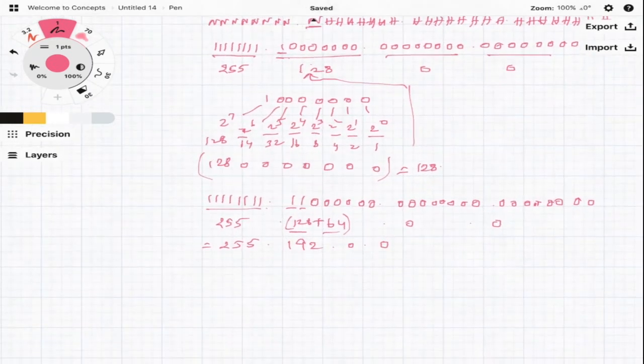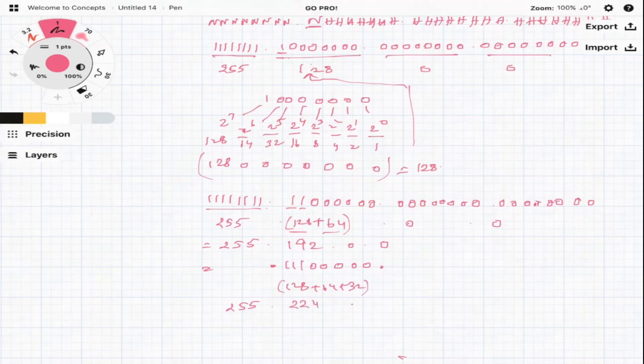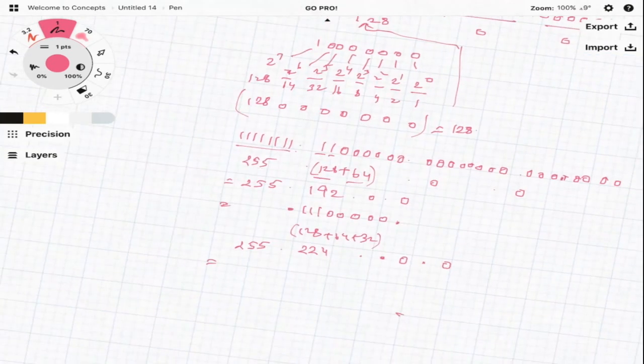So the next one. In this way, keep on adding all the ones here. The next one is three ones and the remaining are all zeros here. So this becomes 128 plus 64 plus 32. This is nothing but 255.224.0.0.